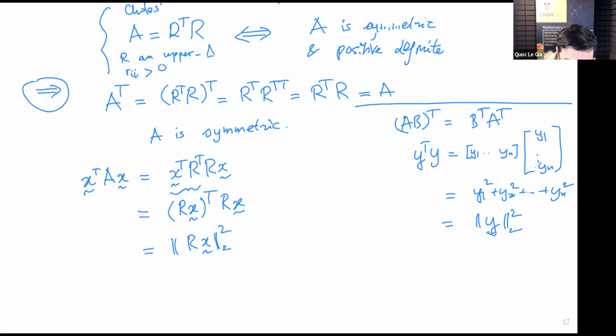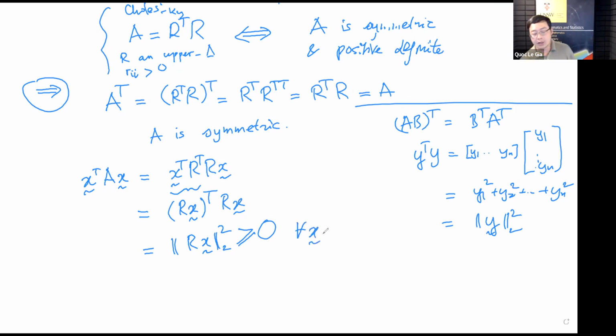So when you write matrix A as a product R transpose R, where R is upper triangular with positive diagonal entries, we call it a Cholesky factorization. Now go back to this proof. X transpose AX can be written as the two norm of Rx squared. So definitely this is greater or equal to 0, because it is a square, for all vectors X.